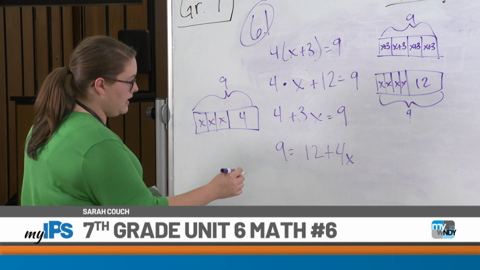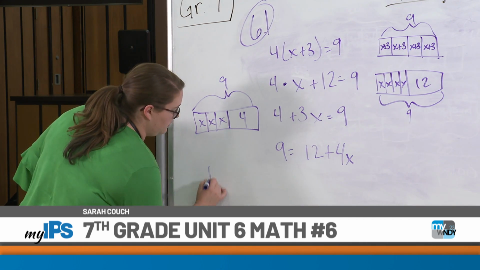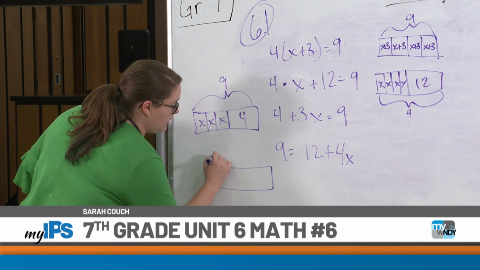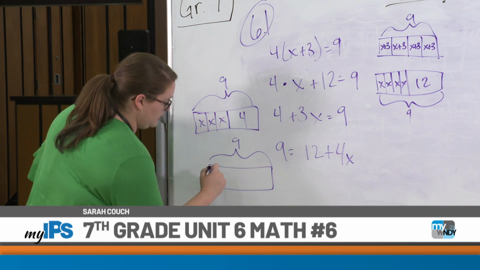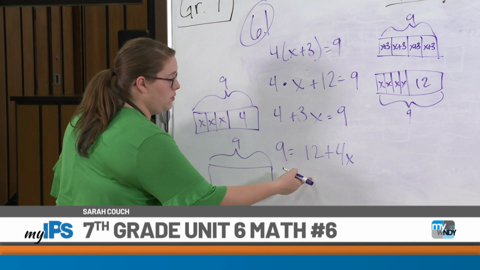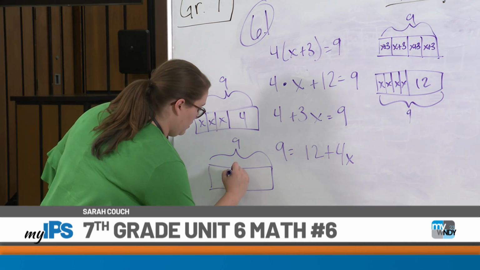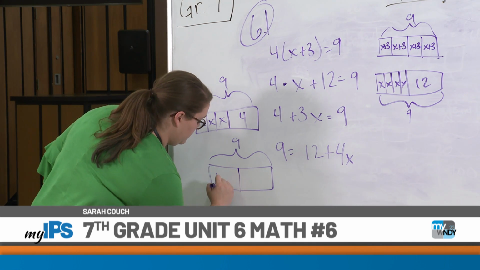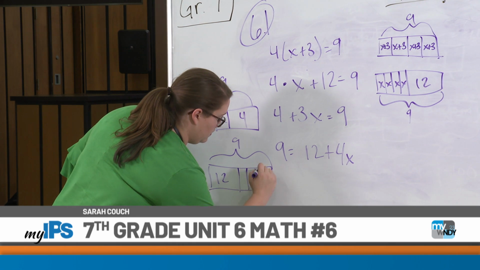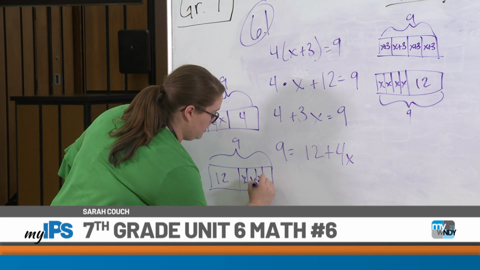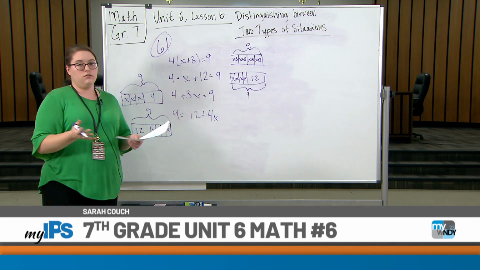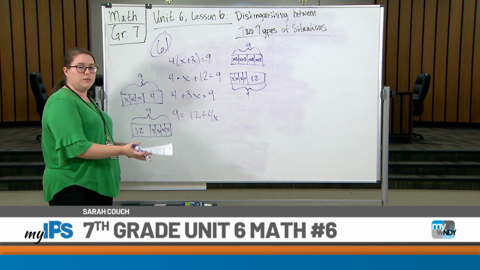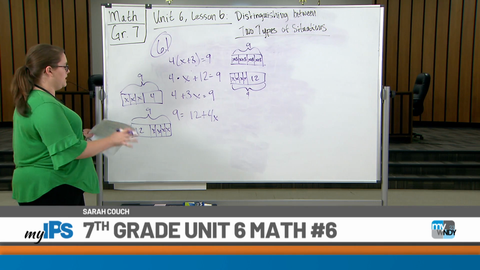Okay, and then I have this final one down here. Same whole value of 9. And then we have our 4 X's here, and then we have the 12 again. So let's do 12, and then 4 X's. Okay, so when we draw this out, does it help us see some similarities, some patterns, maybe some things that stick out?